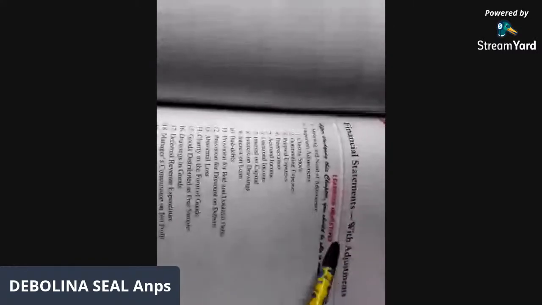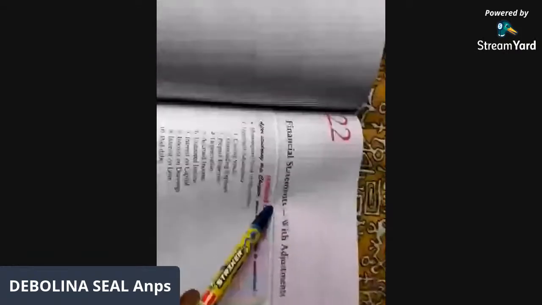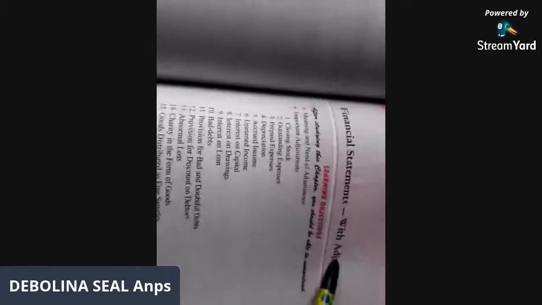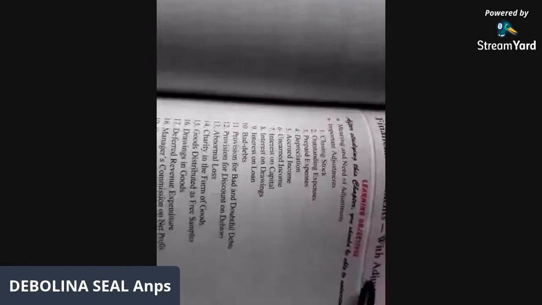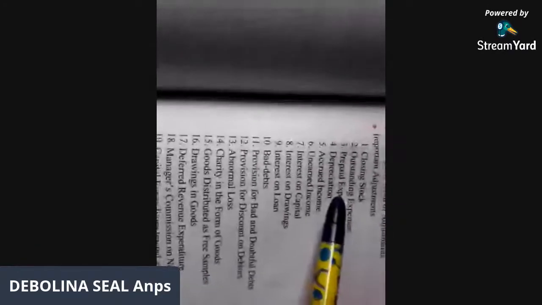So, we are going to start today with financial statements with adjustments. Okay, new chapter. This is the last chapter of your syllabus. We have done financial statements already, so now we are going to do financial statements with adjustment. There are different things of adjustment.